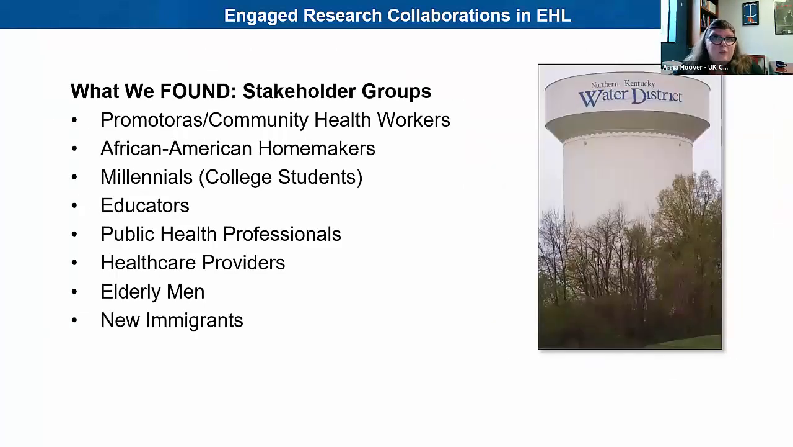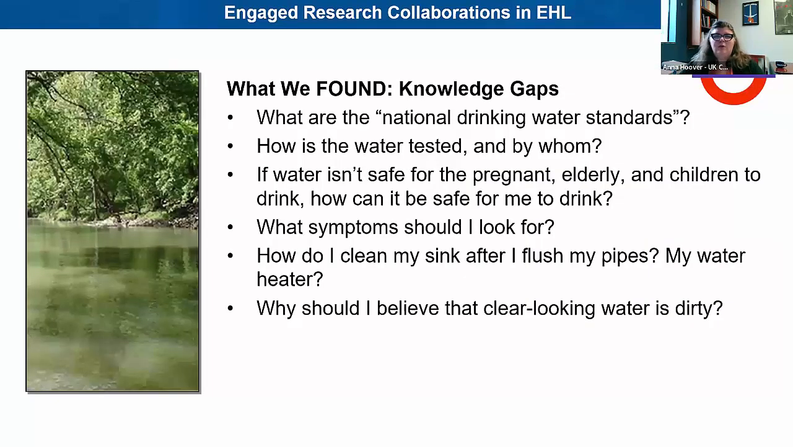We found a number of stakeholder groups. Promotores and community health workers were really important for reaching elderly folks, for reaching people who are non-English speaking. We found African-American homemakers were central to a community we were working with in northern Fayette County, Kentucky. Millennials, are they processing information different? You can see we had a whole lot of different stakeholder groups. And they had a different set of questions, right? They had a different set of questions.